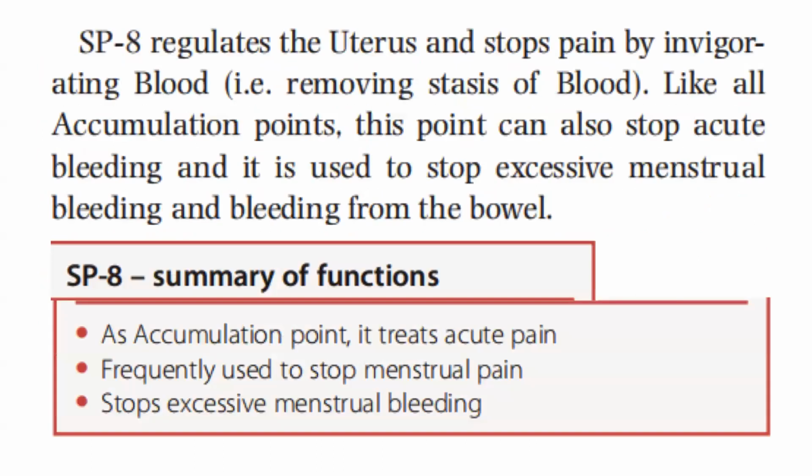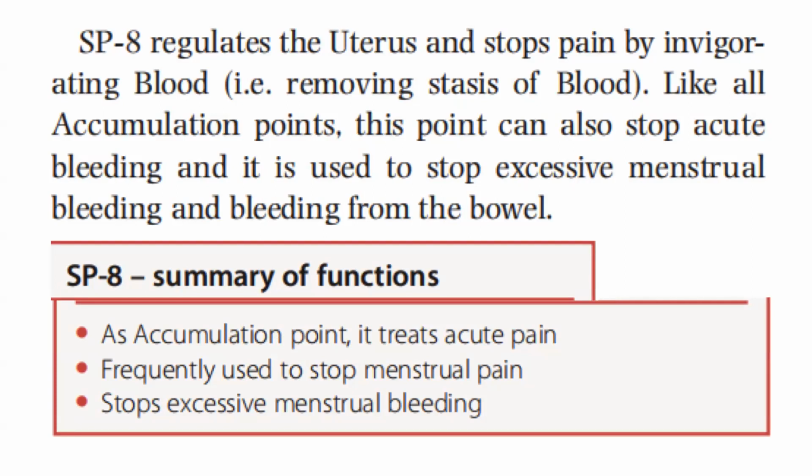Spleen 8 regulates the uterus and stops pain by invigorating blood, that is, removing stasis of blood. Like all accumulation points, this point can also stop acute bleeding, and it is used to stop excessive menstrual bleeding and bleeding from the bowel.